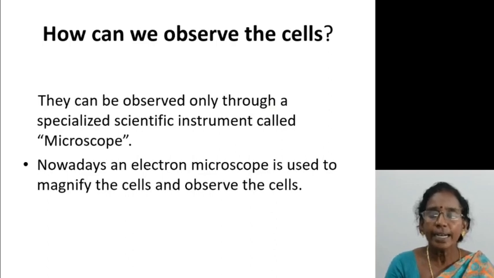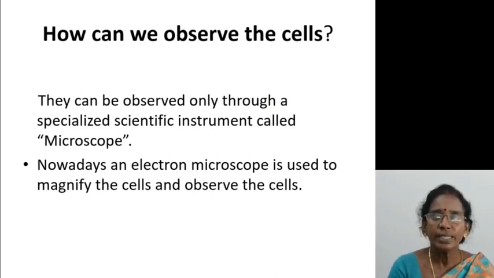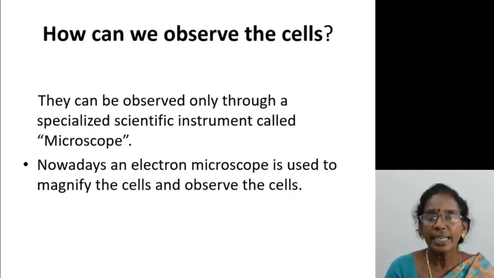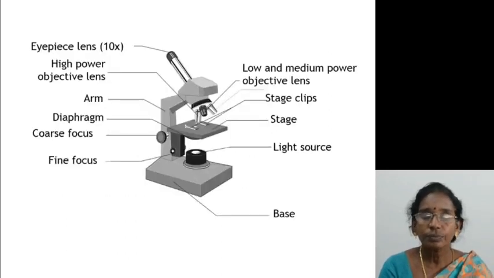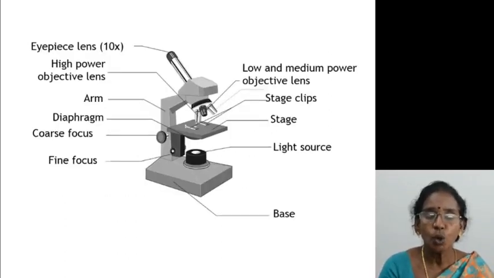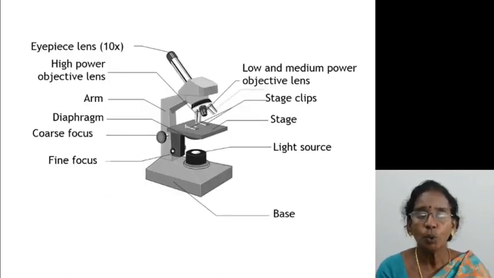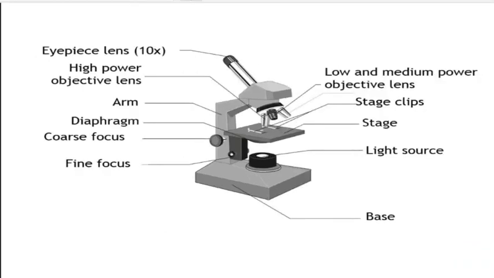Nowadays an electron microscope is used to magnify the cells and observe the cells. Magnifying means the process of enlarging the size of something as an optical image. Now this is the electron microscope. Nowadays we are using this electron microscope to magnify and observe the cells.